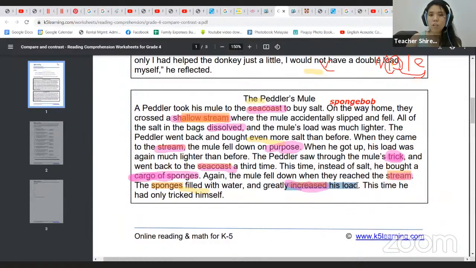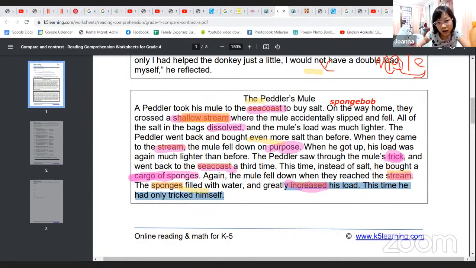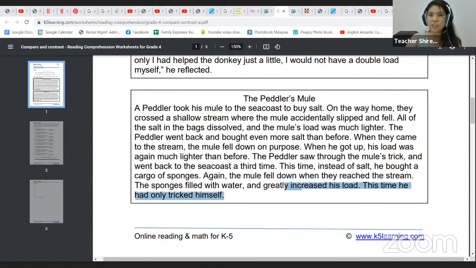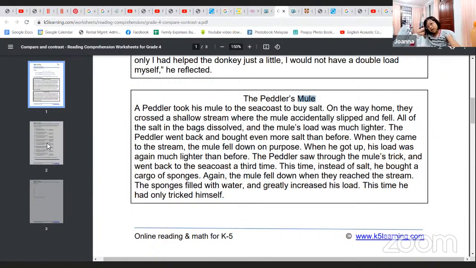It's like, oh no, this time he only tricked himself. He asked for it. Now he has to carry even heavier. He is the donkey. Sorry, he is the mule. Is he the mule? This whole thing is talking about the mule.